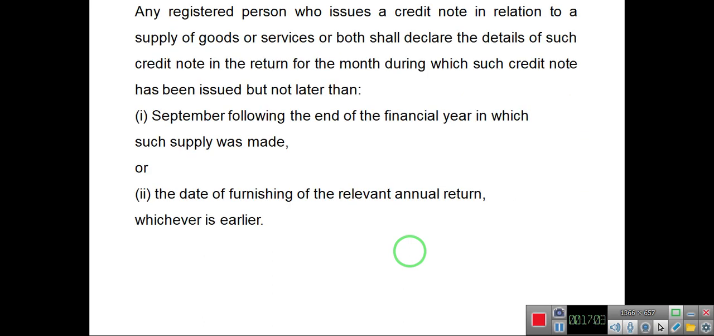Any registered person who issues a credit note in relation to supply of goods or services or both shall declare the details of such credit note in the return for the month during which such credit note has been issued. If, for any reason, he has not declared those details, then the last date for declaration is September following the end of the financial year in which such supply was made, or the date of furnishing of the relevant annual return, whichever is earlier.